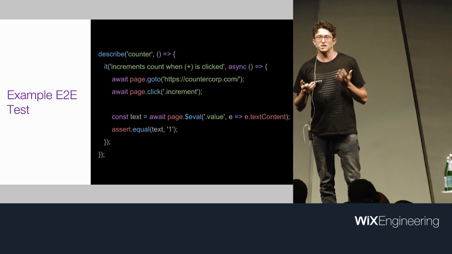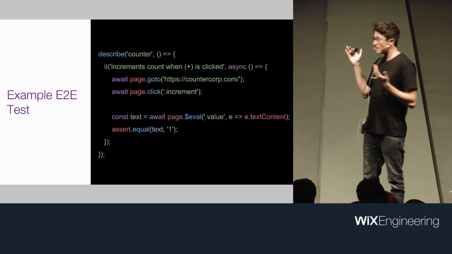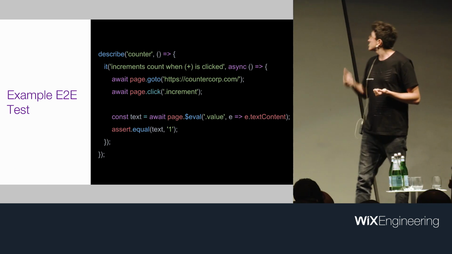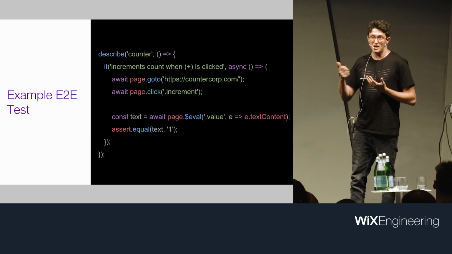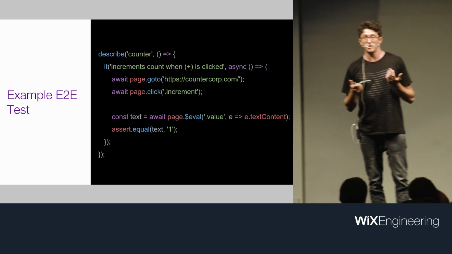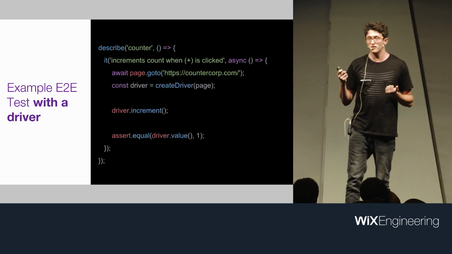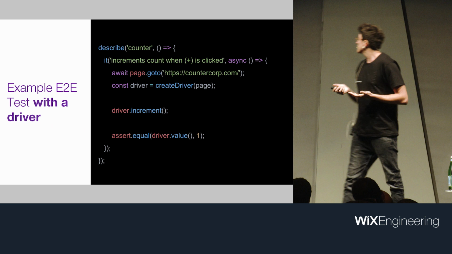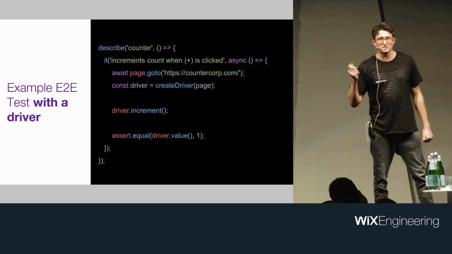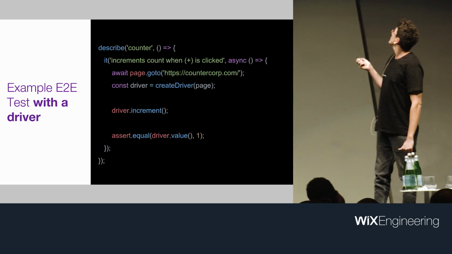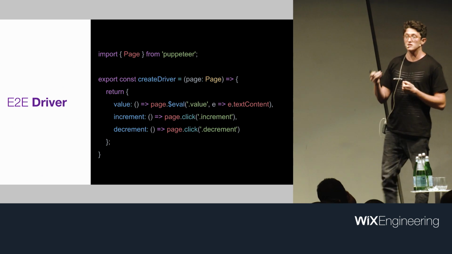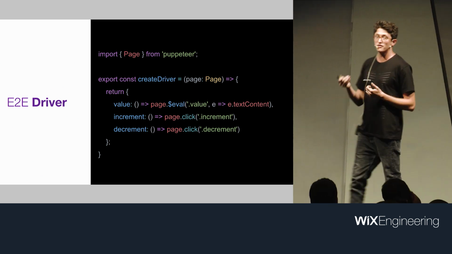The test with the driver looks very similar to the previous one. But now, instead of talking to the HTML element, we're talking to the page object element of Puppeteer. This is how the driver implementation looks. Similar, right? So this is how the end-to-end test with the driver looks, and this is the Puppeteer driver. It exposes the same functionality with a different API.